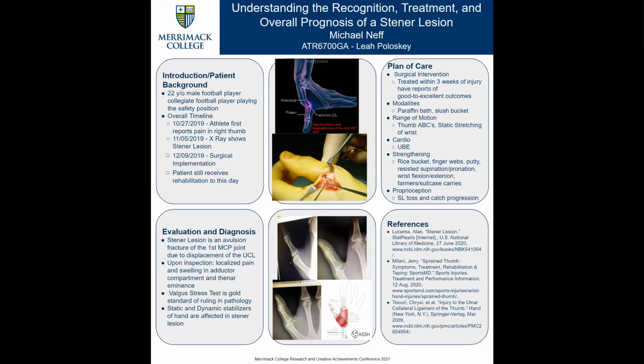The etiology, or the onset, for this injury is usually hyperextension and hyperabduction of the first MCP joint, as you may see in the top picture. As you can see with the pictures below as well, those are x-rays of this specific patient that I worked with, and you can see the avulsion fracture just distal to the first metacarpal portion of his thumb.